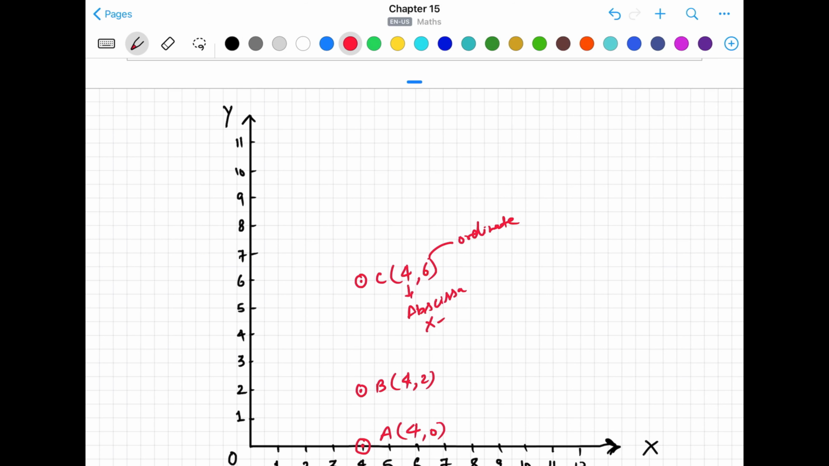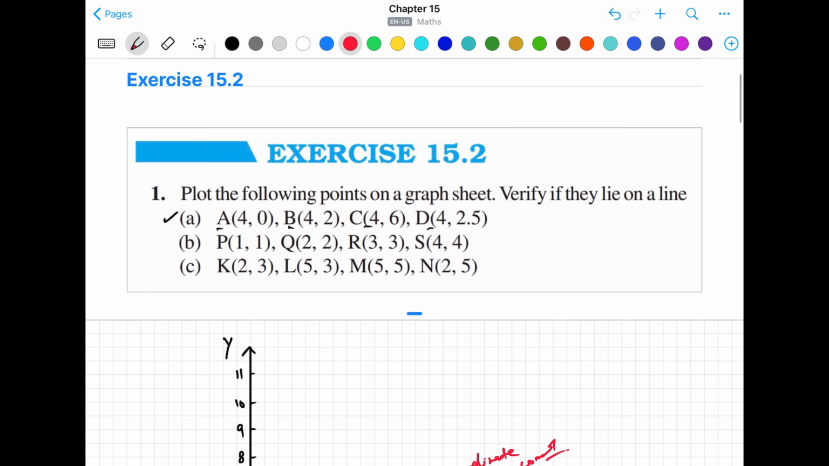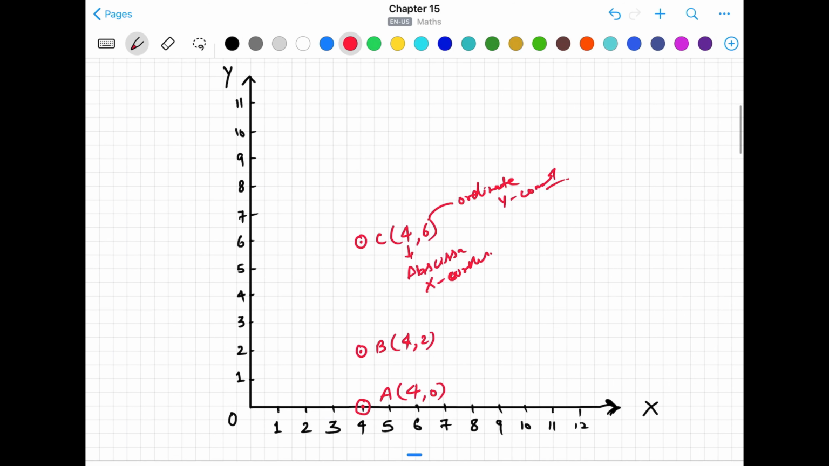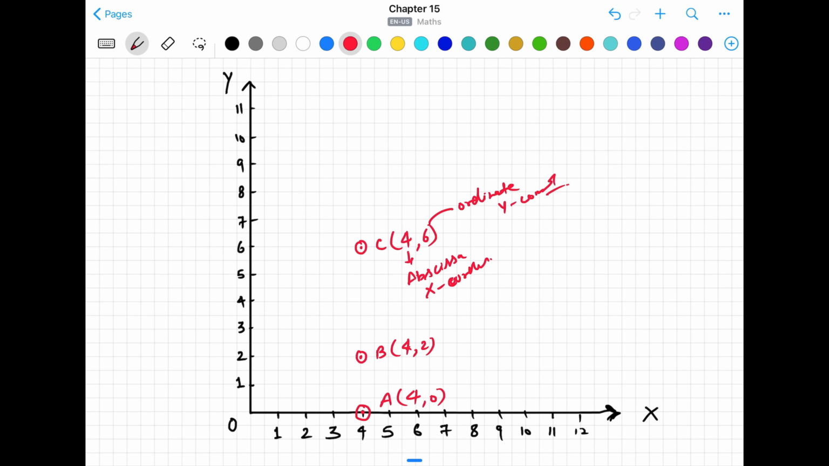Okay, abscissa simply is the x coordinate and ordinate means the y coordinate. Now the fourth point is D, which is x again 4 and y is 2.5. So again we start from here, come 4 places towards the x direction, and y is 2.5, that will be here. So that's our point D, having x 4 and y 2.5.